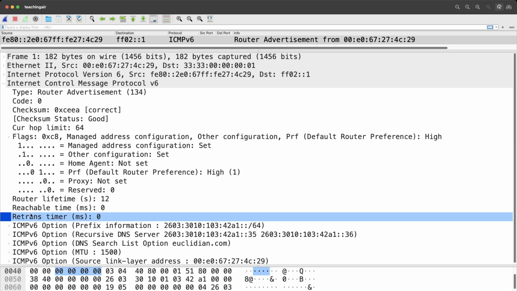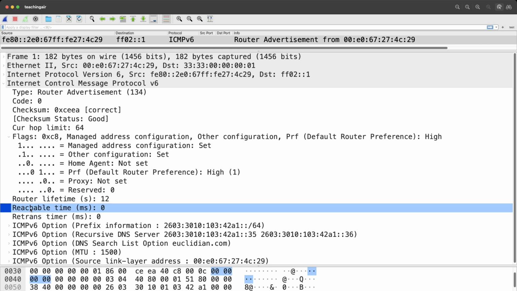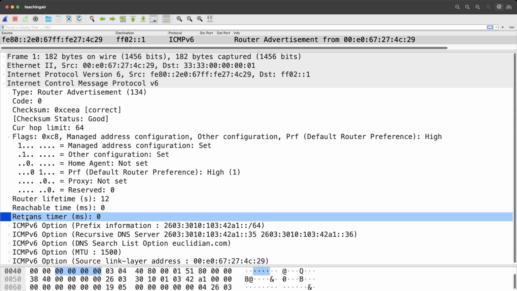But to further be able to manage this process, the reachable time tells us, if we realize a host is reachable, so we got its MAC address, that neighbor discovery succeeded, for how long we should assume that the host is reachable. And then a retransmit time: if we send a neighbor discovery packet and don't get a response back, how long should we wait till we try again?